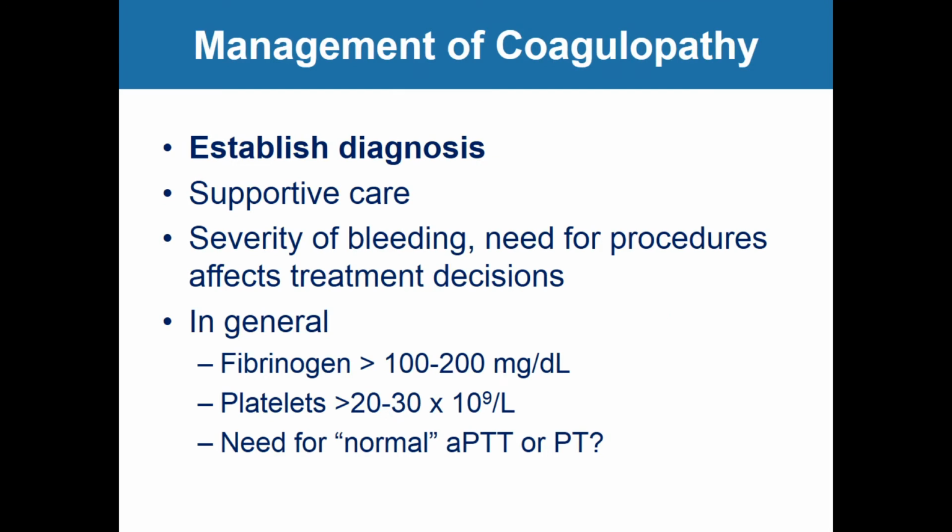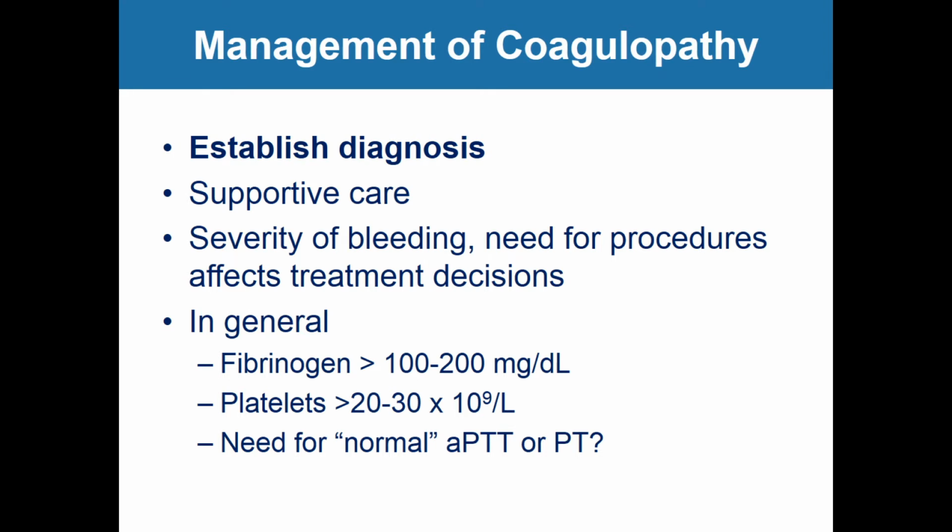Now, moving on to how to manage coagulopathy. The first goal is to actually establish the diagnosis and try to understand where the coagulopathy arises from. Supportive care in many situations for patients in the ICU is the most important factor in terms of trying to achieve a good outcome. The severity of bleeding and the need for procedures will affect your treatment decisions.